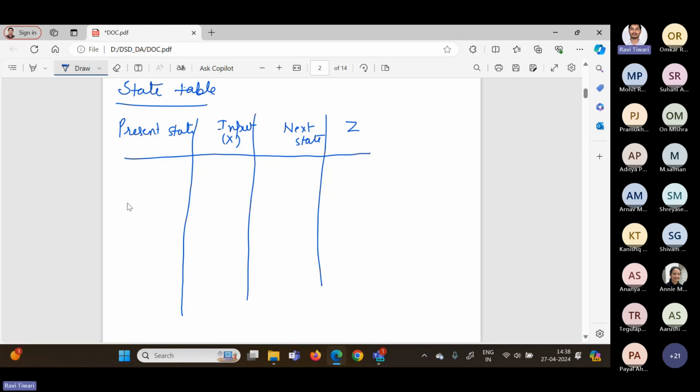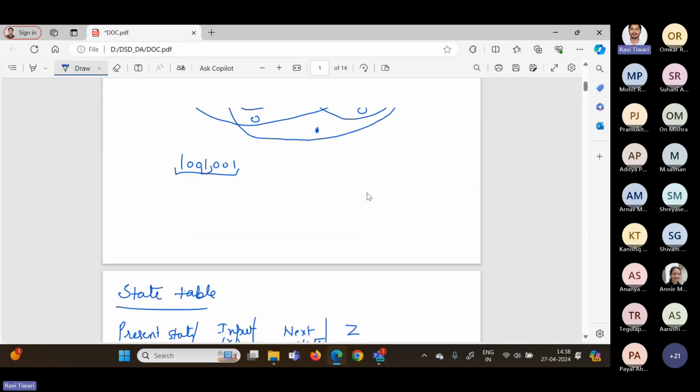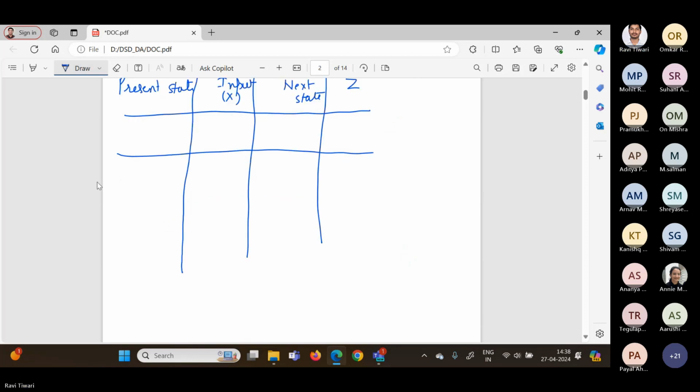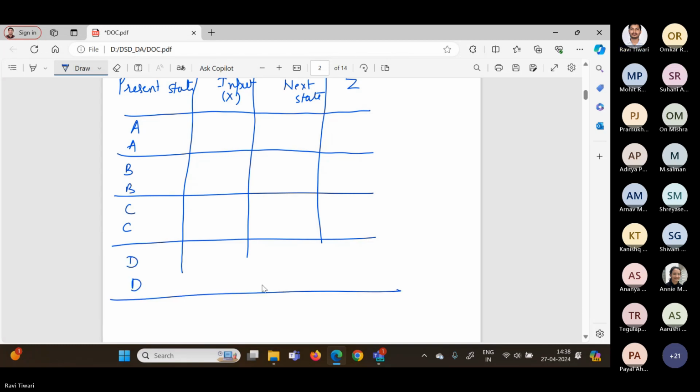So here I'm considering how many states there are. We have 5 states. Okay. So here I am writing A, B, C, D, and E. And X can be 0, 1, 0, 1, 0, 1, 0, 1, and 0, 1.